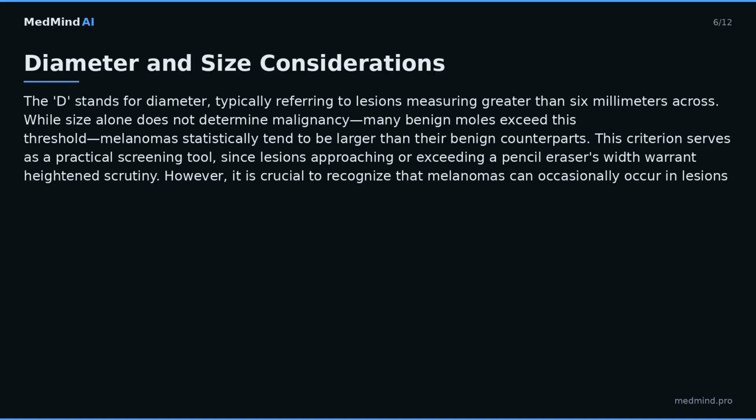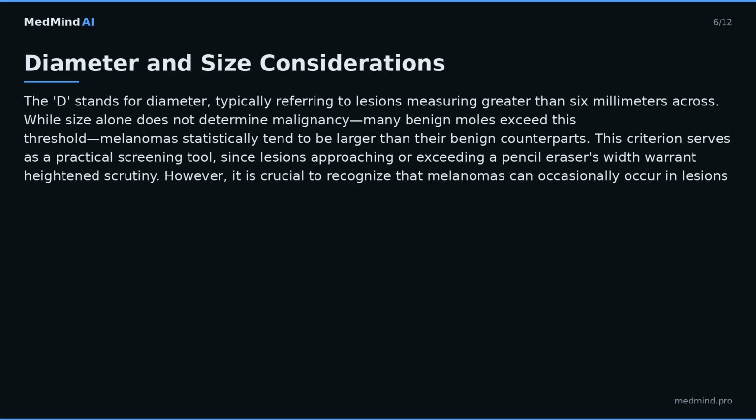Diameter and size considerations. The D stands for diameter, typically referring to lesions measuring greater than 6 mm across. While size alone does not determine malignancy, many benign moles exceed this threshold. Melanomas statistically tend to be larger than their benign counterparts. This criterion serves as a practical screening tool, since lesions approaching or exceeding a pencil eraser's width warrant heightened scrutiny.